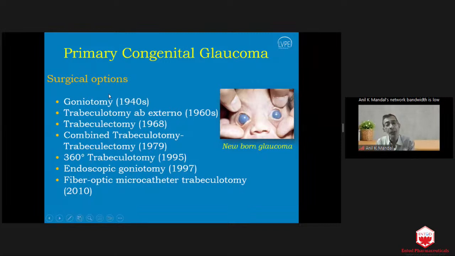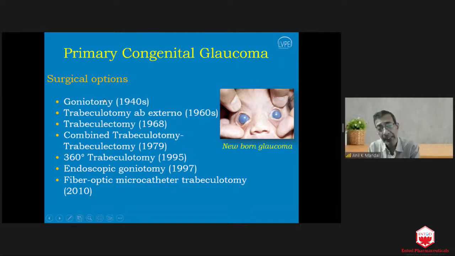Before 1938, there was no treatment for primary congenital glaucoma. In 1936, Otto Barkan, who was in private practice, solo practice, devised this technique for primary open-angle glaucoma. And in 1938, he published a series of patients with primary congenital glaucoma treated by goniotomy. In the 1940s, this became the standard treatment. If we consider that, it is about 85 years of history of congenital glaucoma surgery.